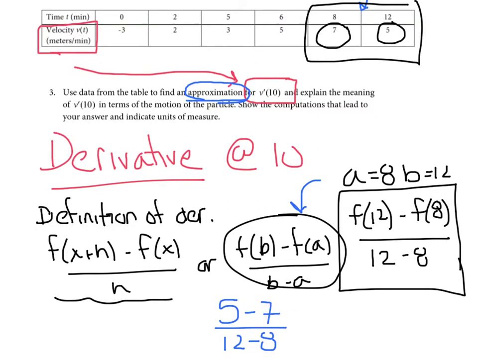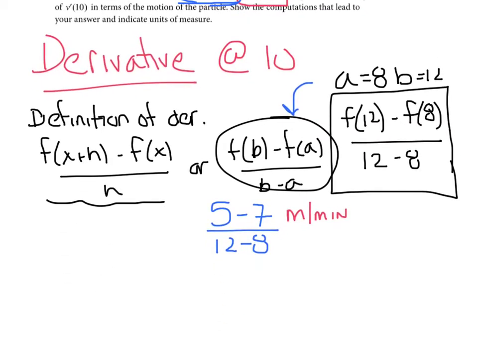Okay, so the 5 minus 7, here's the 5, here's the 7, they're on the same line, and just read the units. It says meters per minute. Write that down. Meters per minute. Read the 12 and the 8. The 12 and the 8 came from this line, and this line says minutes. Write that down.